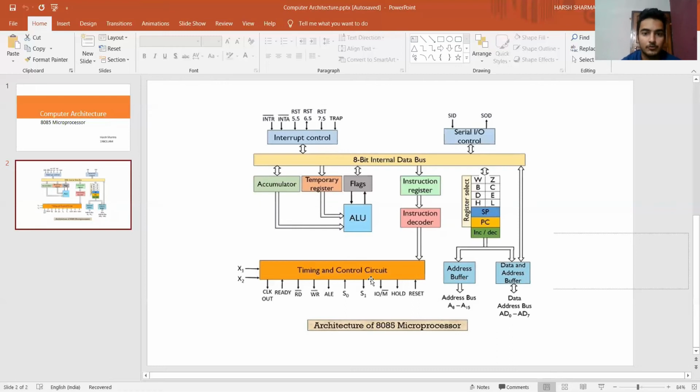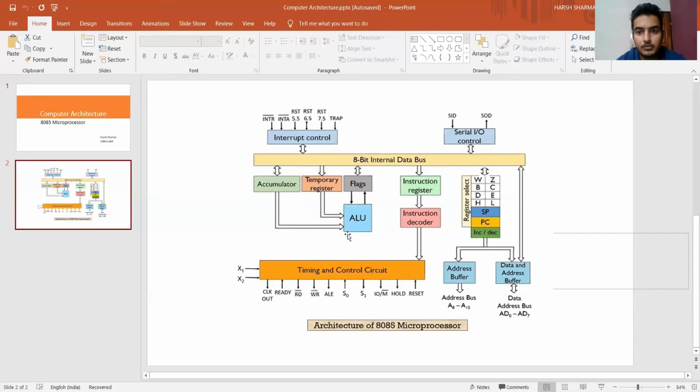After that, the accumulator will store the first operand of the data, and the temporary register will store the second operand of the instruction. Then that instruction will be sent to the ALU, and the ALU does the arithmetic and logic task. After that, the output will be stored into the accumulator.